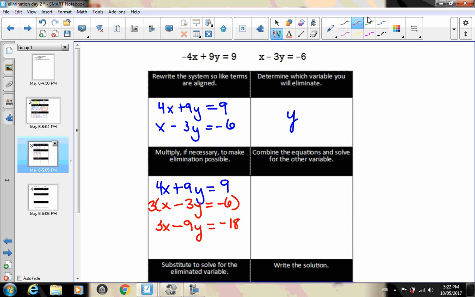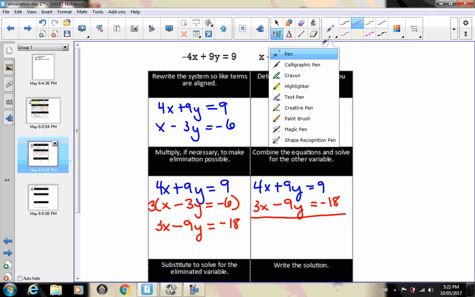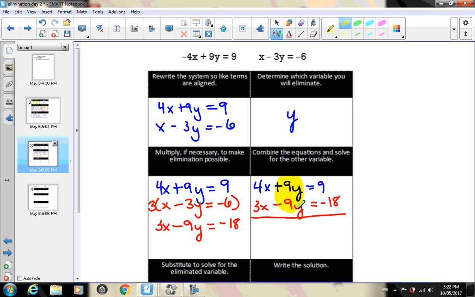So now I write my two equations. I'll have my blue equation, which I didn't touch, 4x plus 9y equals 9. And I have my red equation, 3x minus 9y equals negative 18. Now I have to look here. What can I do? Here are my variables that I'm eliminating. What are the signs? One is positive, one is negative. So when they are different, what do I have to do? I have to add the two equations together. 4 plus 3 gives me 7x. 9 plus negative 9 gives me 0. 9 plus negative 18 gives me negative 9.